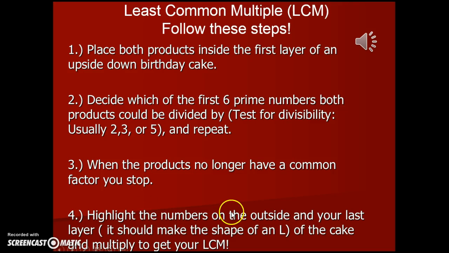Finally, you highlight the numbers on the outside of the last row as well as the top of that last layer, and it should make the shape of an L of the cake. And then you multiply all of those numbers together, and you get your least common multiple. Let's take a look at an example.